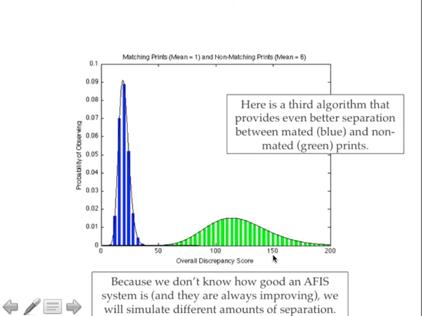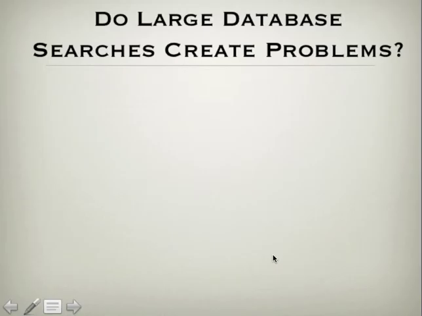Now, because we don't know how good an AFIS system is, and they're always improving, we will simulate different amounts of separation between these two to illustrate how the performance of the AFIS system might affect this problem of increasing database size and whether that creates problems. So, do large database searches create problems?